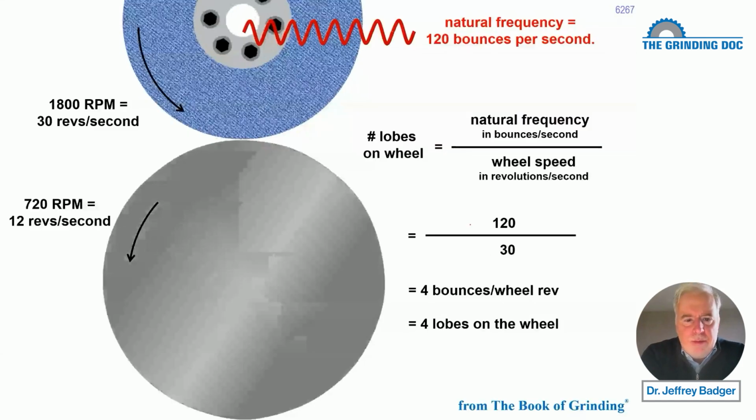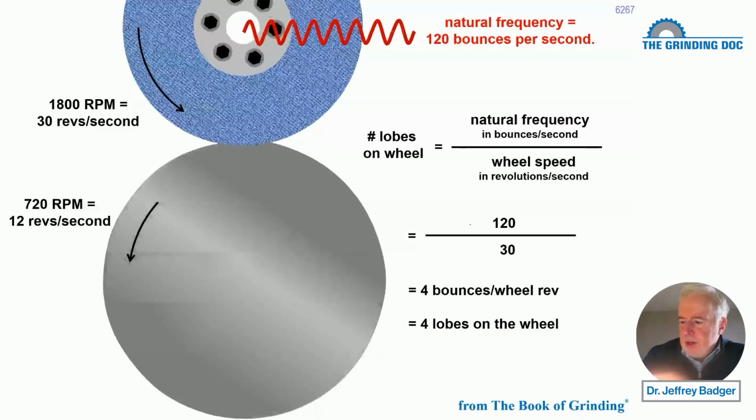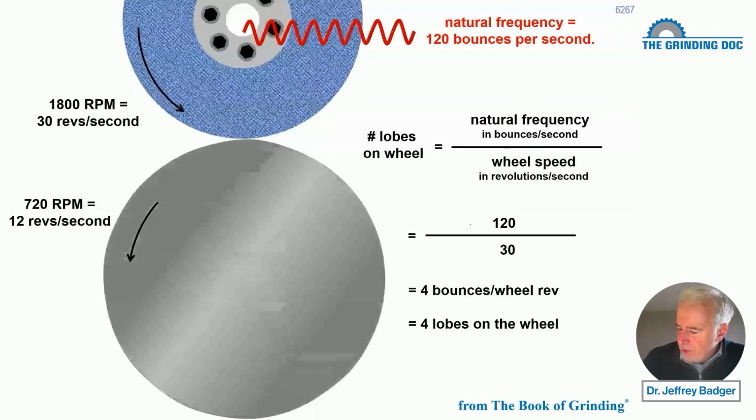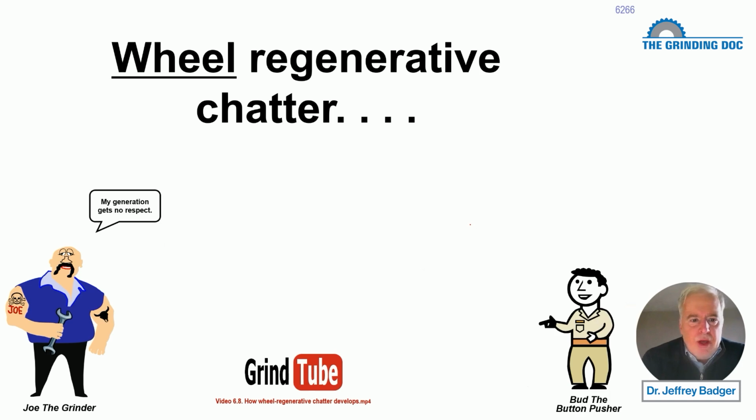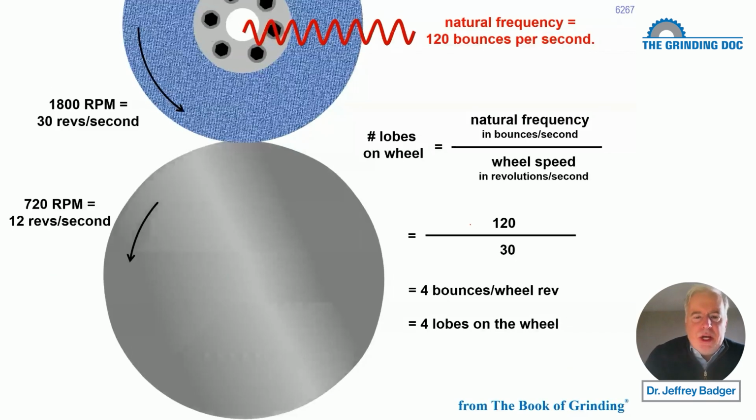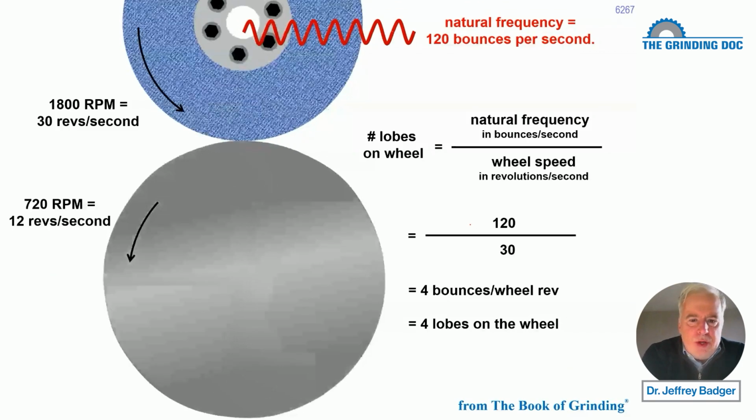So let's take a look at the Book of Grinding. Book of Grinding is 4,000 pages of material. If you take one of my courses, you get a copy of the Book of Grinding. These are some excerpts of the Book of Grinding. And we're going to talk about wheel regenerative chatter, not workpiece regenerative chatter, but wheel regenerative chatter.